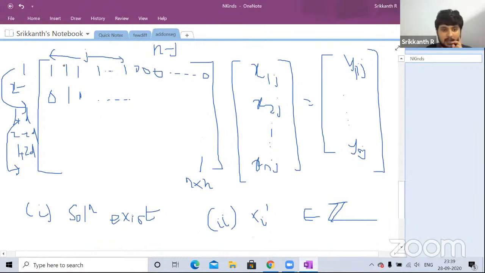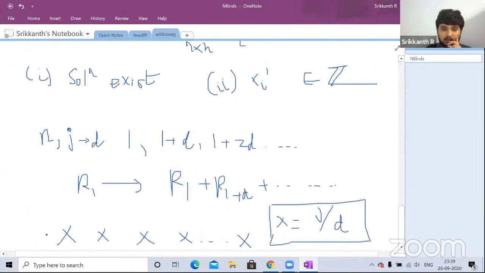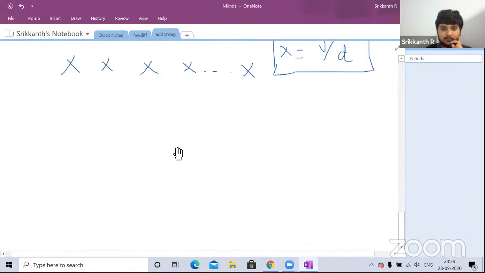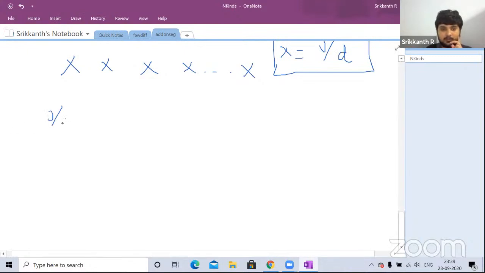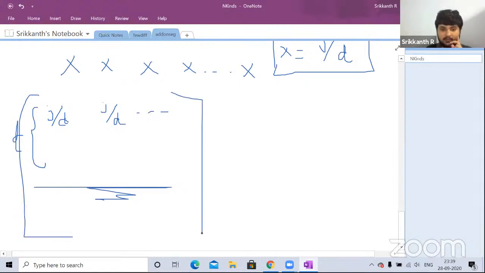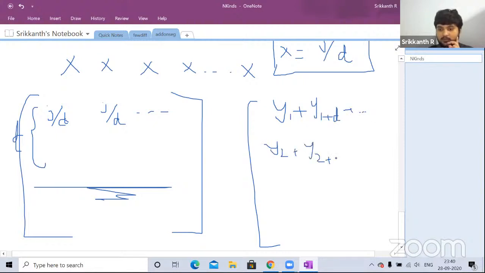So essentially what we'll have is the first d rows all having the x attribute, j by d, and so on for d rows. Then we have the untouched rows here, the d plus 1 to n rows, and here we have y1 plus y1 plus d, y2 plus y2 plus d.